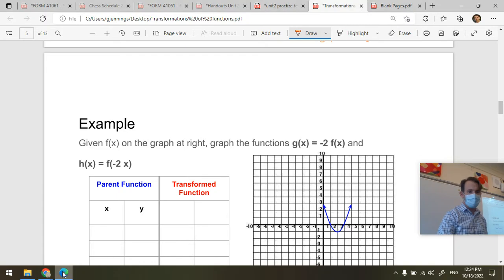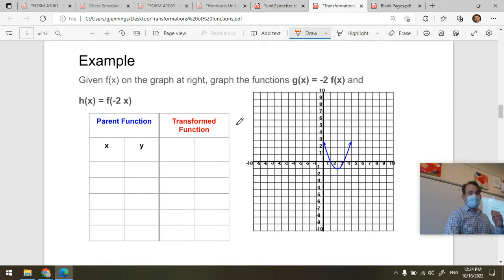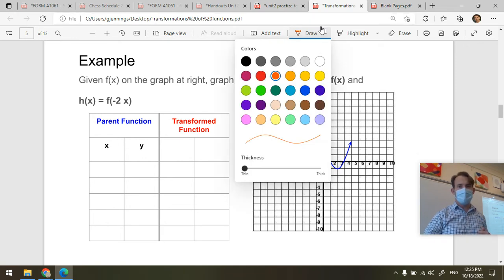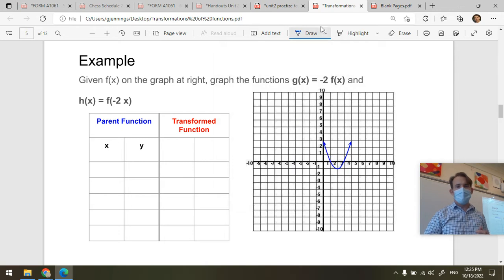Let's practice some together. So here we want to graph two different functions, and sorry, I forgot. I should have given you two tables of values that you can complete. First, get your table of values for the parent function. Someone fill in this table of values for me. So what points do we have here on our parent function?